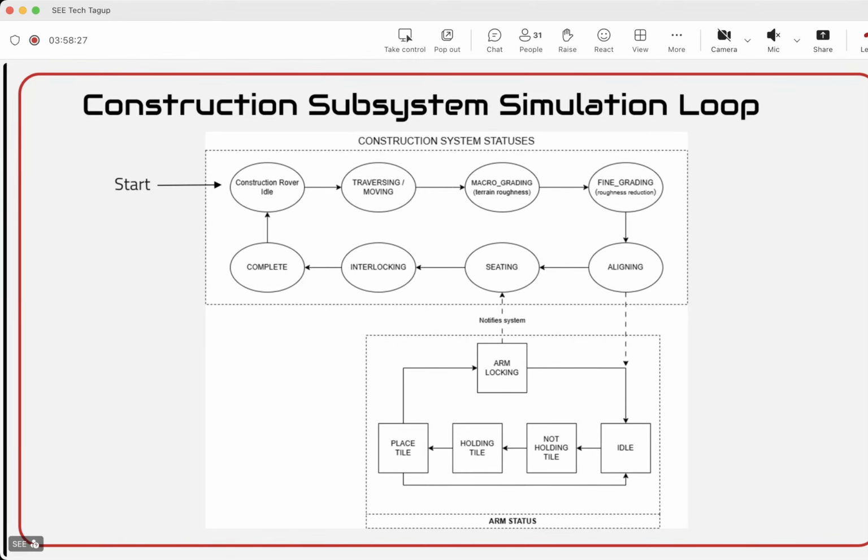From here, it's going to traverse between our enums of not holding a tile, holding a tile, placing a tile, and then locking in that tile. And it'll fire an interaction, which our rover picks up and begins the seeding process, interlocking process, and the completion process. Once the completion process is complete, it's going to register a new instance of the tile in our DOM. That's how we're going to animate, in a way, what the road looks like. Next slide, please.